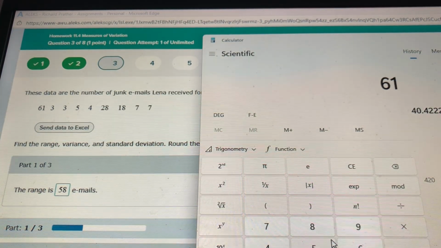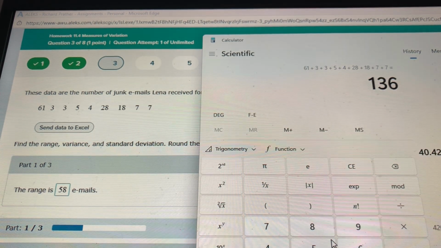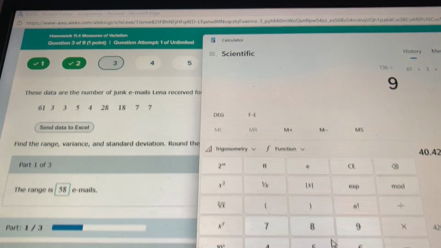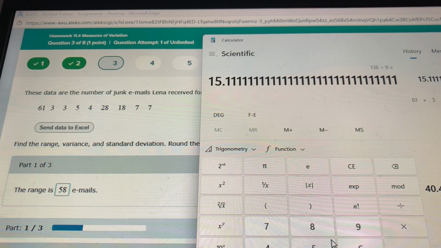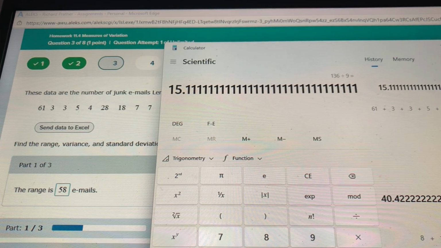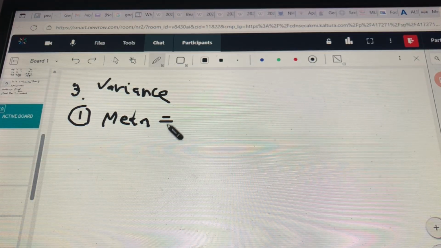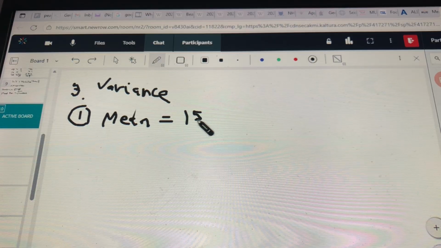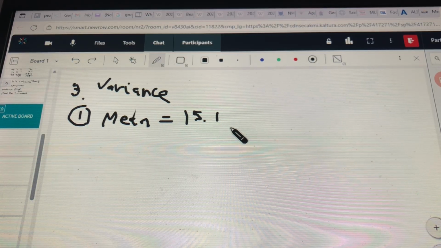So add them up in any order. I'm just adding them up in the order they come. And divide by how many there are. There are 9. Okay, that's an issue. It's always nice if they could come out exactly, so this is going to be a problem with it being 15.111 repeating. Because if you round this to 15 or 15.1, then it can make the answer off a little bit, unfortunately.